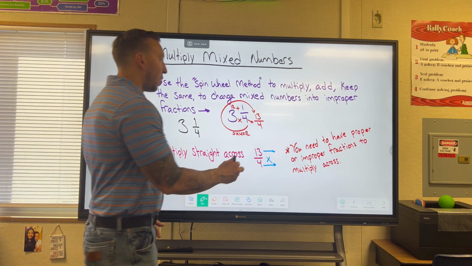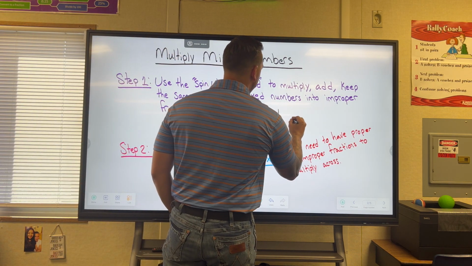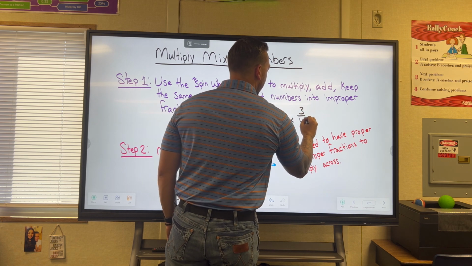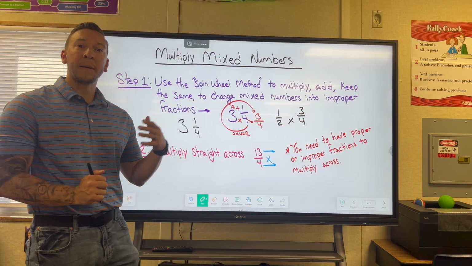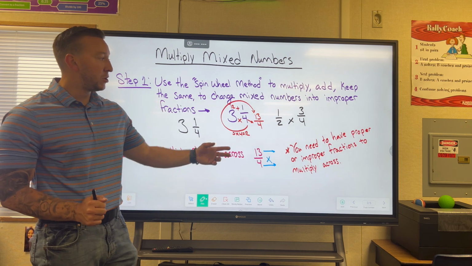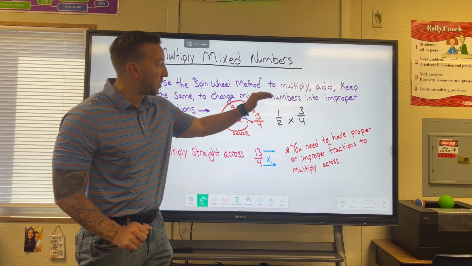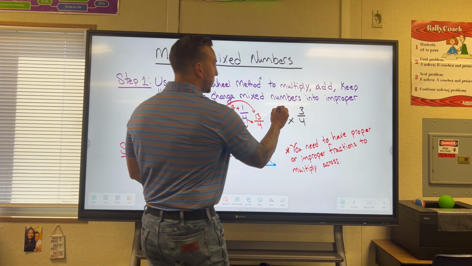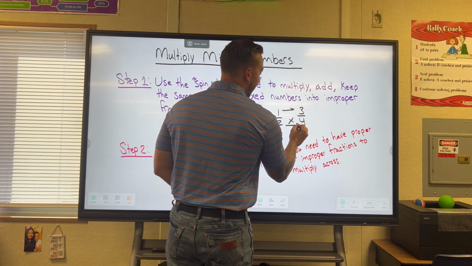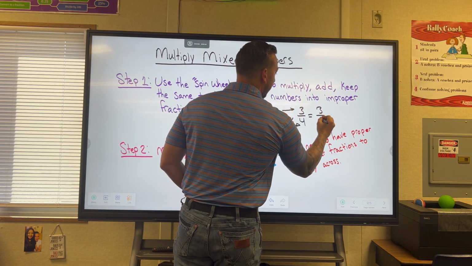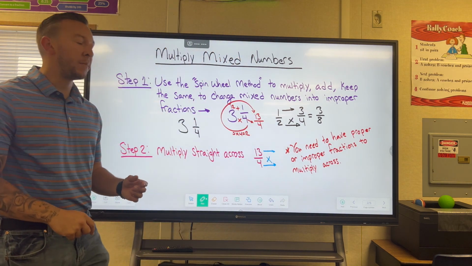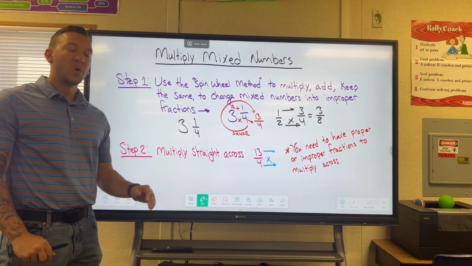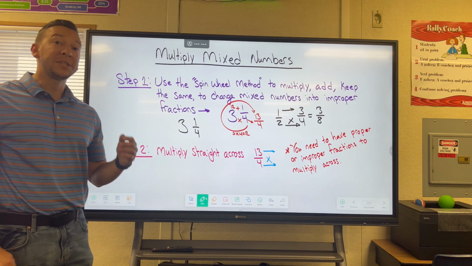So in other words, when we had fractions like this, 1/2 times 3/4, if you remember our previous video, there was only two steps in a problem like this: multiply the numerator and denominator. So we would multiply and we'd get 3/8. Well, the problem is when we have mixed numbers, we can't do that, at least not right away.